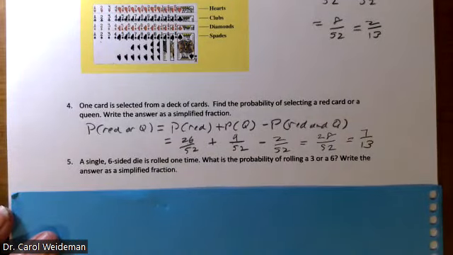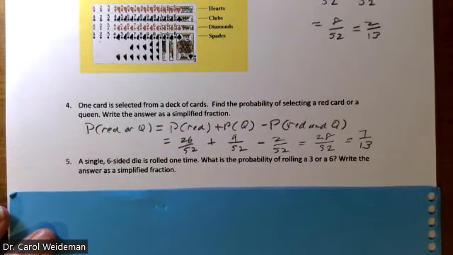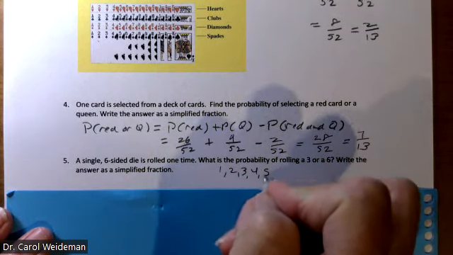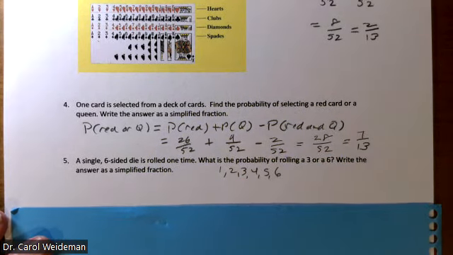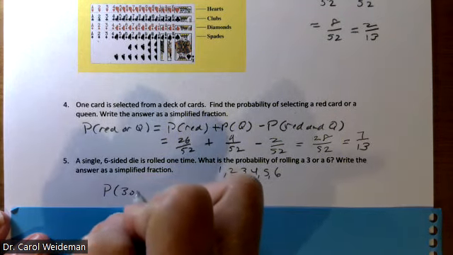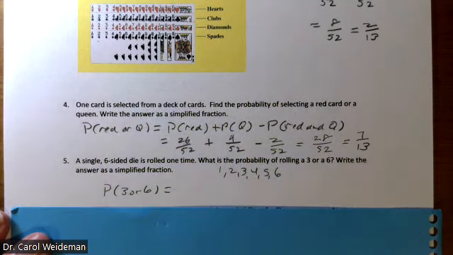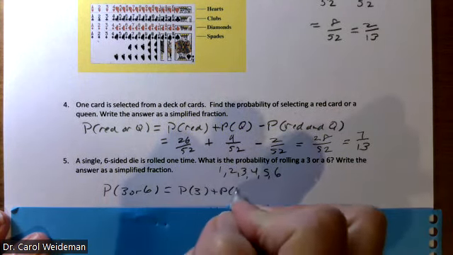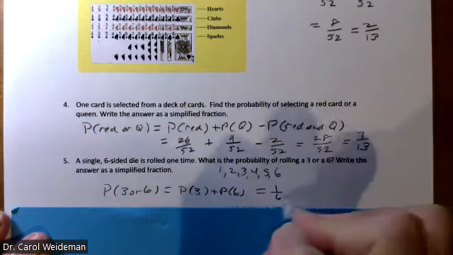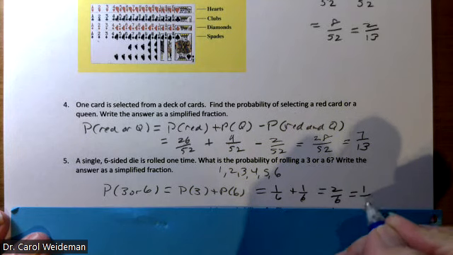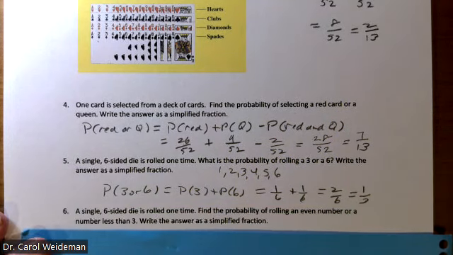Okay, let's do a problem now with a die. So when I roll a die, I know my outcomes are 1, 2, 3, 4, 5, and 6. And we want to calculate the probability that we roll a 3 or a 6. And so we know those are disjoint, so we can just do this as the probability of 3 plus the probability of 6, and each of those is 1/6. So we get 2 over 6 or 1/3.